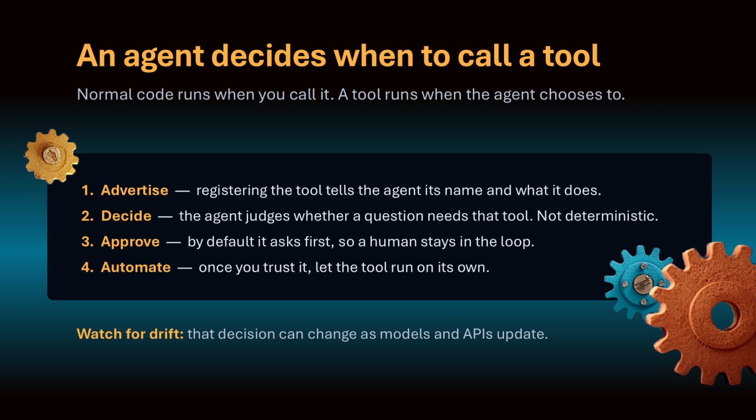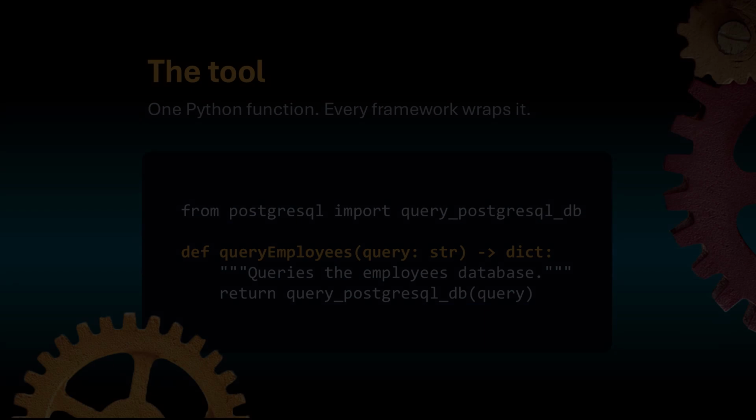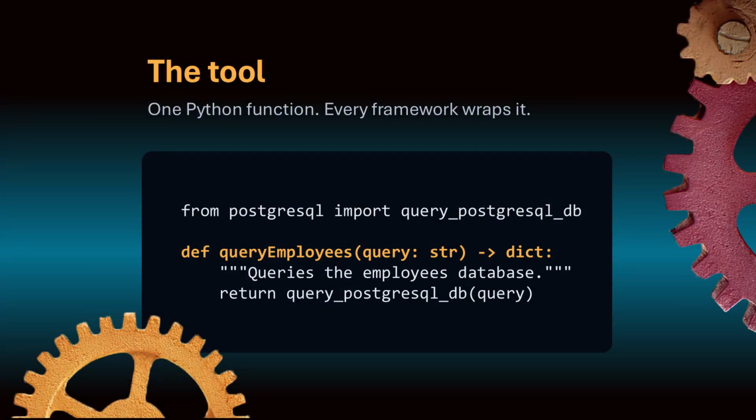Two quick flags. This crawl-walk-run pattern is how real teams ship agents. And watch for drift. Because the agent is deciding, swapping the model or an API update can change when the tool gets called. This is the tool. A single Python function. It takes a SQL string and runs it against the employee database. Every framework wraps this same function. What changes is how you hand it to the agent.